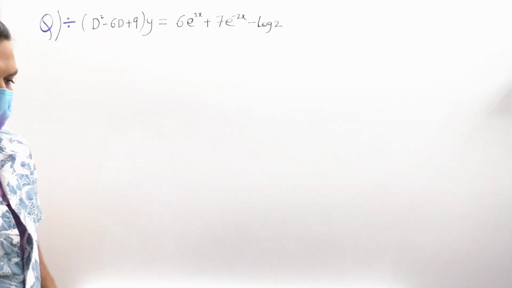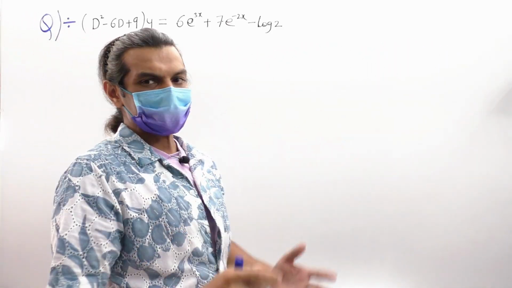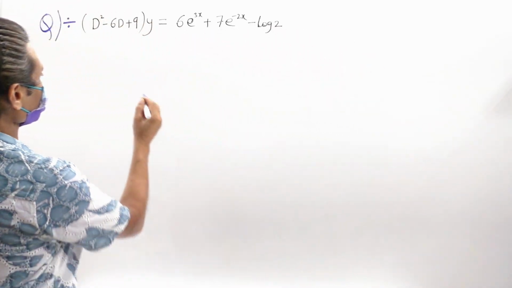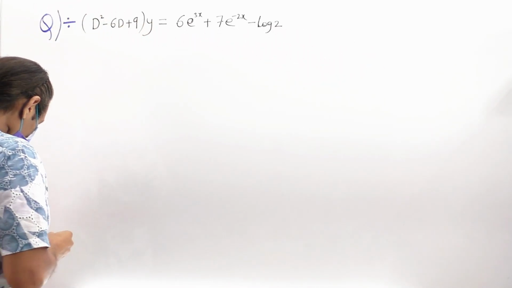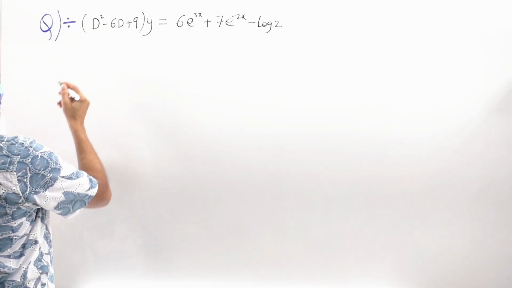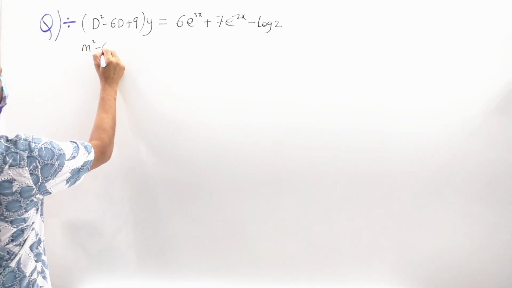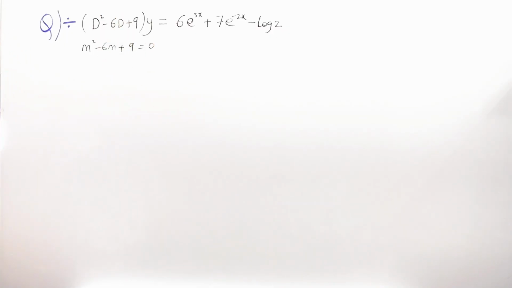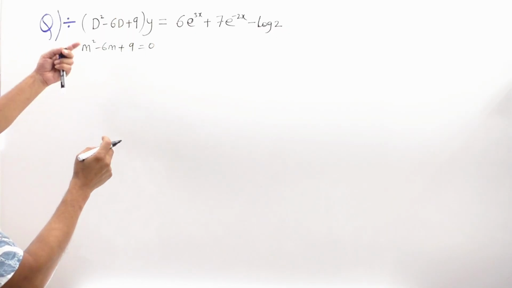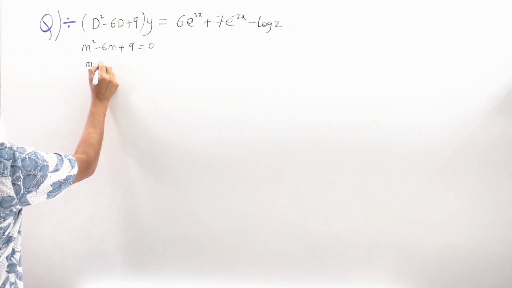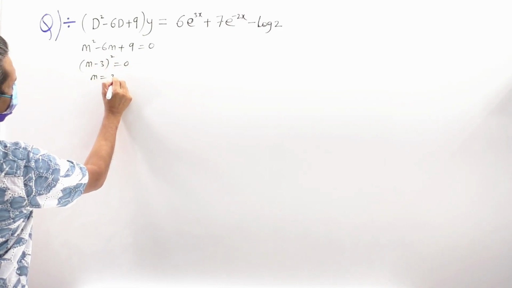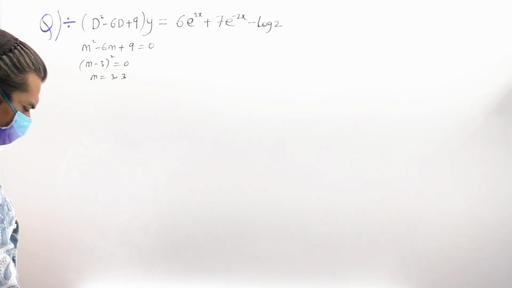So let's solve this. As you know, y is equal to CF plus PI, we first find the complementary function. For this, we write the auxiliary equation, that is m square minus 6m plus 9 equals 0. This is very easy. It will be nothing but (m minus 3) whole square, or you can use the calculator, but not required here. So m is equal to 3, 3. We have two same roots.